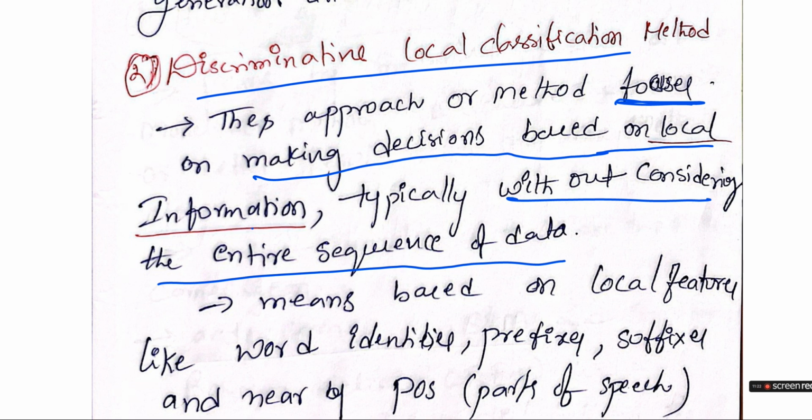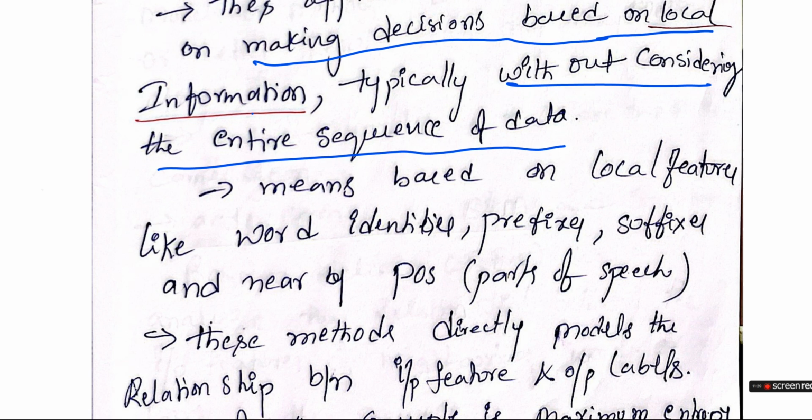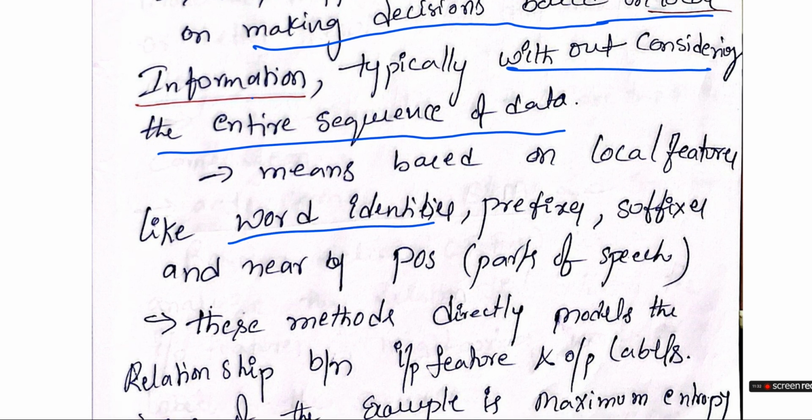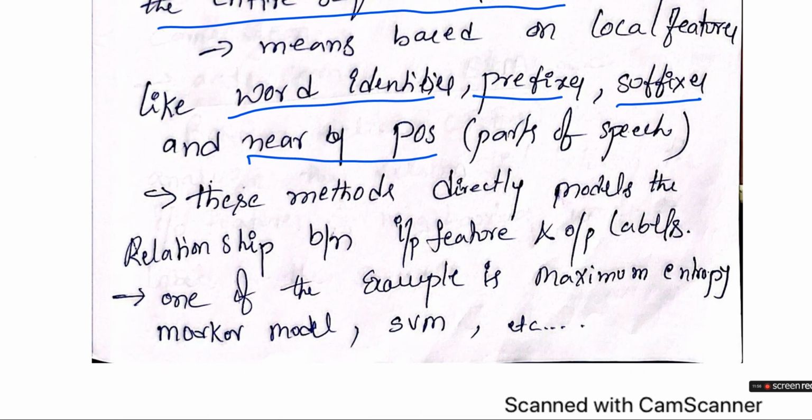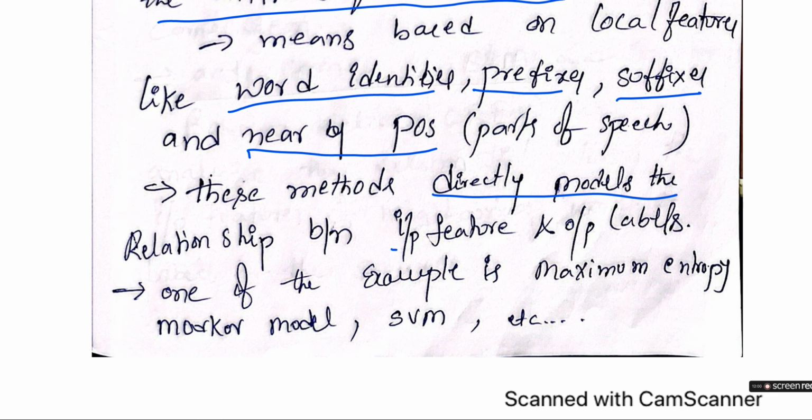So how will this model actually work? Local information like word identities, prefixes, suffixes, and nearby parts of speech. Only it will consider the local information, based on the features of the sentences, features of the words, prefixes, suffixes, and parts of speech. It will make the decision. Then this method directly models the relationship between input feature and output label. After observing all the local information, it is very easy to model the relationship between the input feature and output labels.